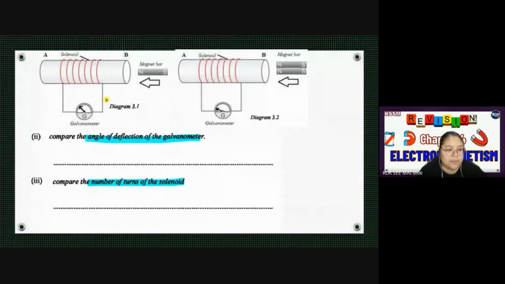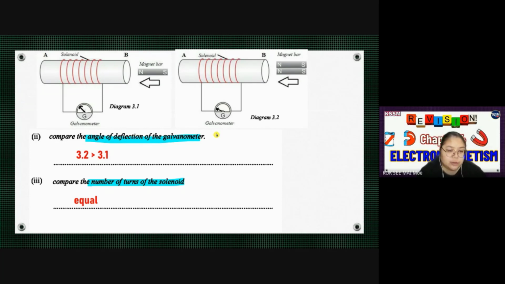Okay, then the next one, comparison of the angle of deflection of the galvanometer. So the angle of deflection of the galvanometer in 3.2 is bigger compared to 3.1. Okay, number 3, compare the number of turns of the solenoid. So you go and count. 1, 2, 3, 4, 5, 6, 7. Okay, 1, 2, 3, 4, 5, 6, 7. Also the same. So you just answer both numbers of turns are the same. Okay, you just write equal, then finish. So this one is 3 comparisons.